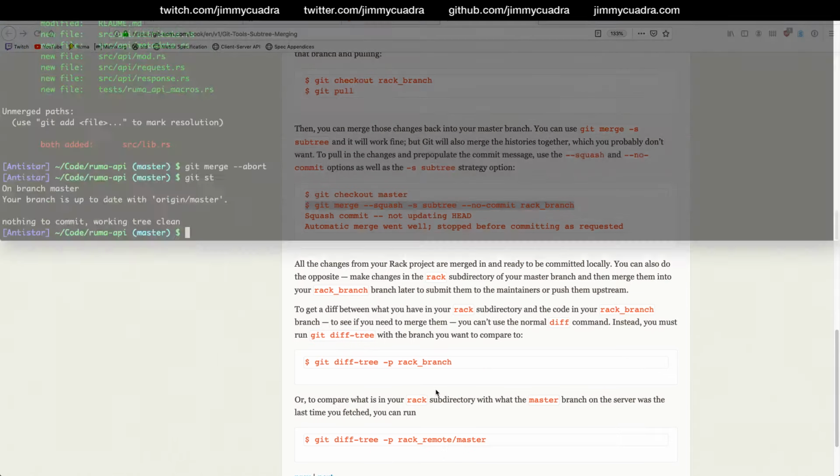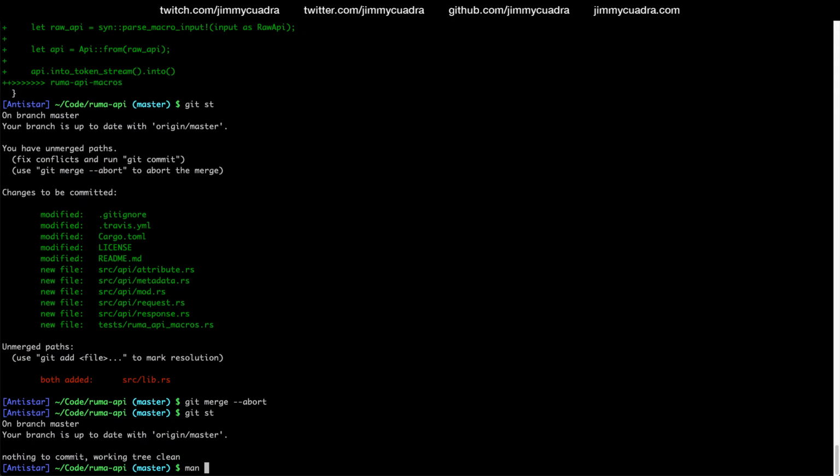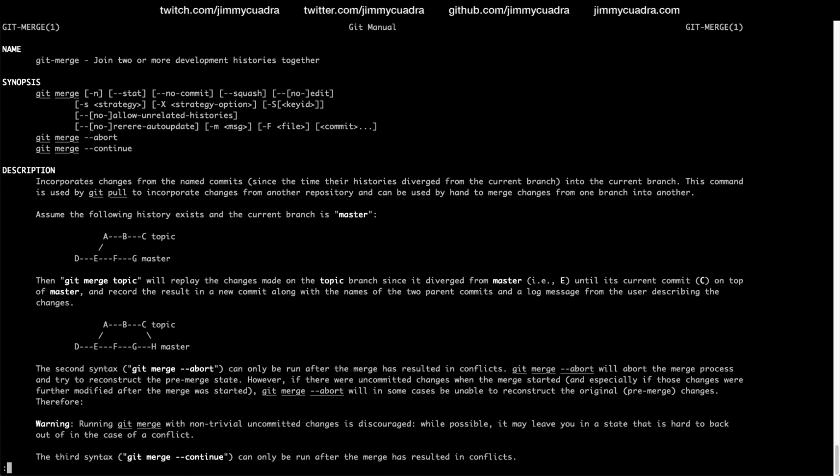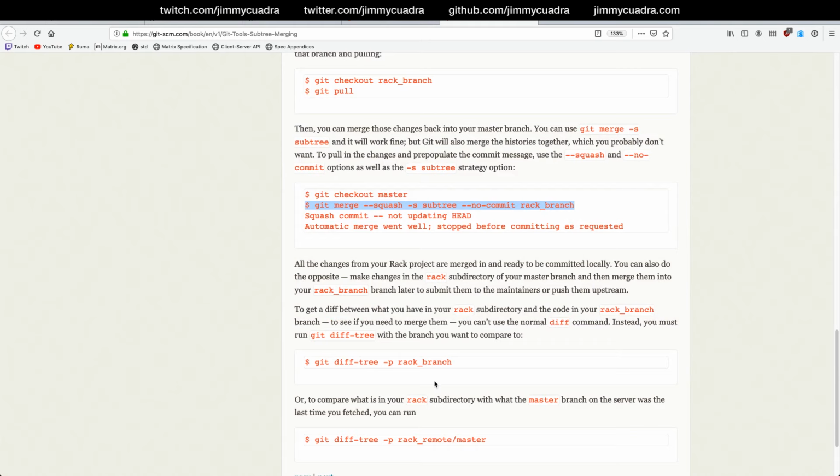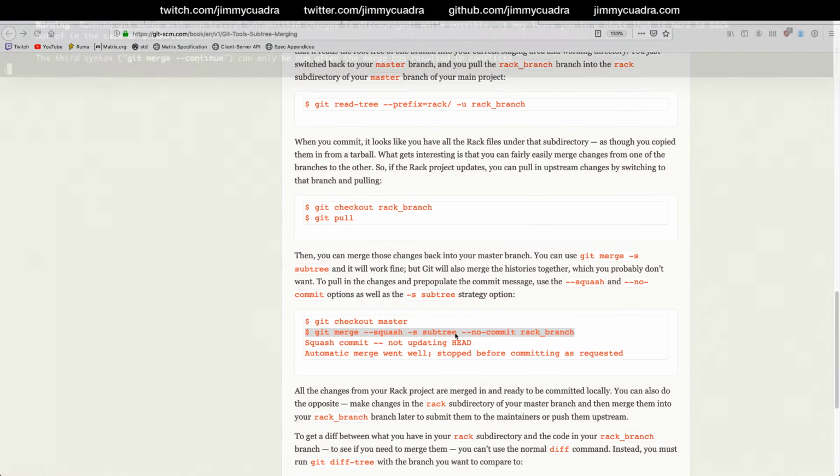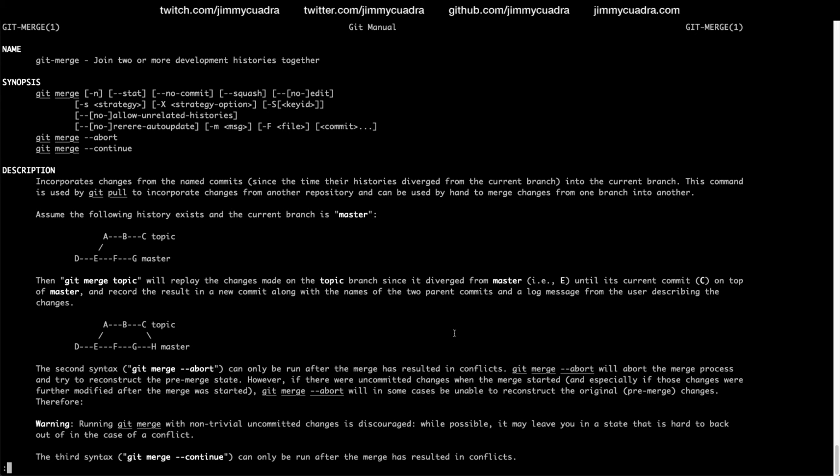I don't understand. Let me look at git help merge again. And what's the name of that path? Was it called prefix? Yeah, prefix. Is there a prefix here? Huh. No.